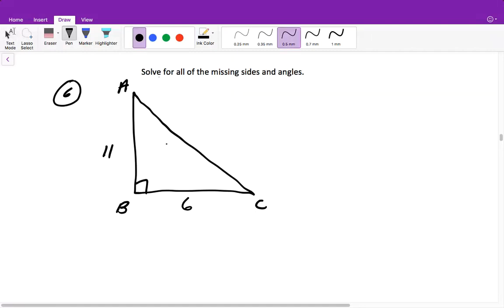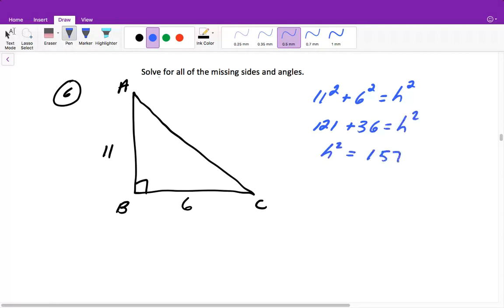All right, so the directions for number 6 say solve for all missing sides and angles. So in this case, we have a right triangle with 2 of the 3 sides given. So we can use the Pythagorean theorem to solve for the missing side, our hypotenuse. So we will say 11 squared is 121 plus 36 is equal to our hypotenuse squared. So h squared is then equal to 157. Take the square root of each side. H is equal to plus or minus square root of 157.